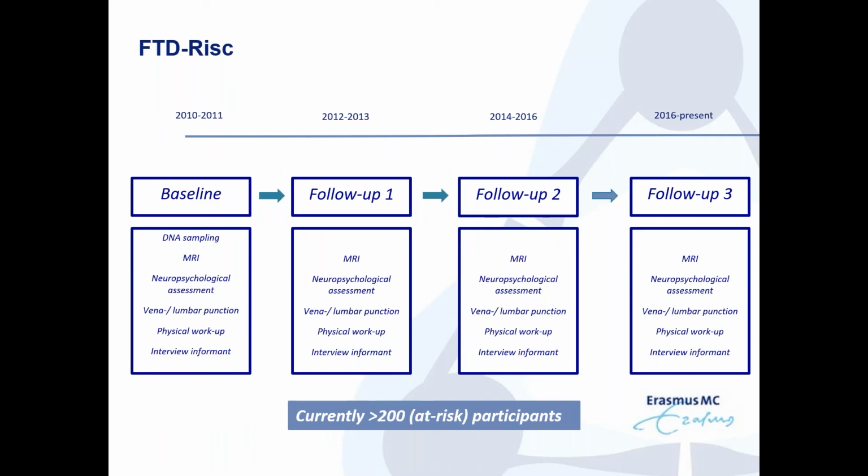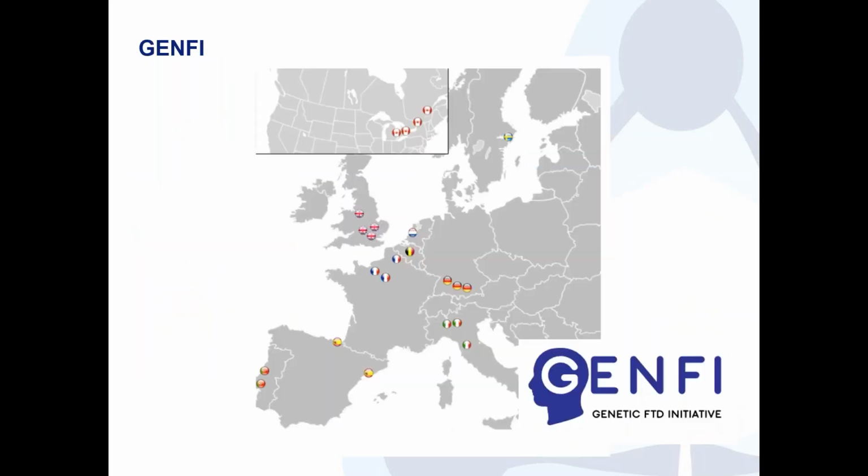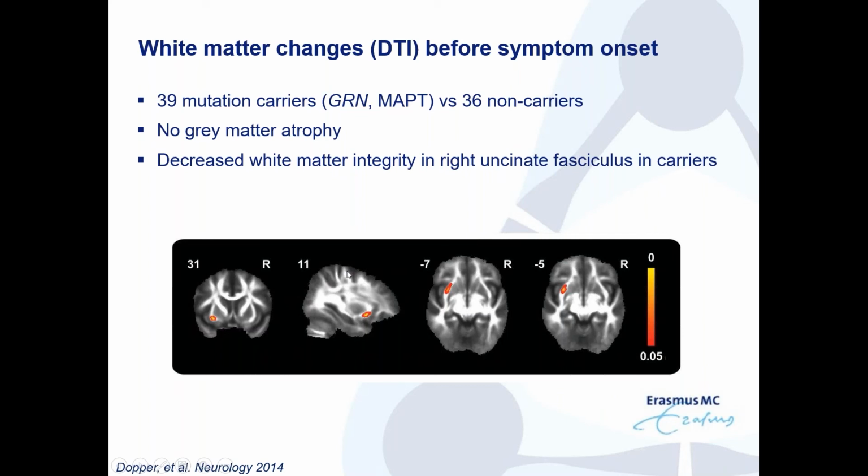So we started the study in 2010, and now we have over 200 participants. And of course, during follow-up, some of the persons with a mutation will develop symptoms of FTD, and this is what we call the converters. So they convert to the symptomatic stage of FTD. And as the UCL group already mentioned, there's now also a collaboration with basically the same aim, where we investigate both the symptomatic and the pre-symptomatic stage of FTD, and all the participants of the risk study are also included in this GENFI initiative.